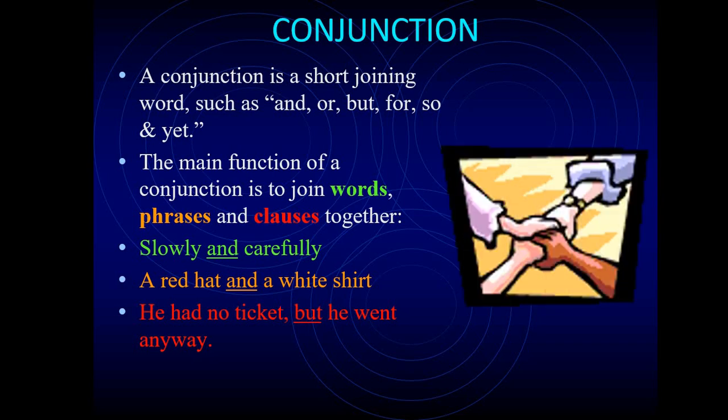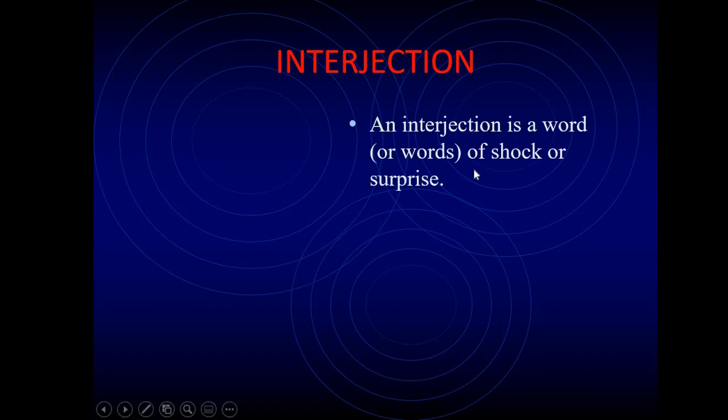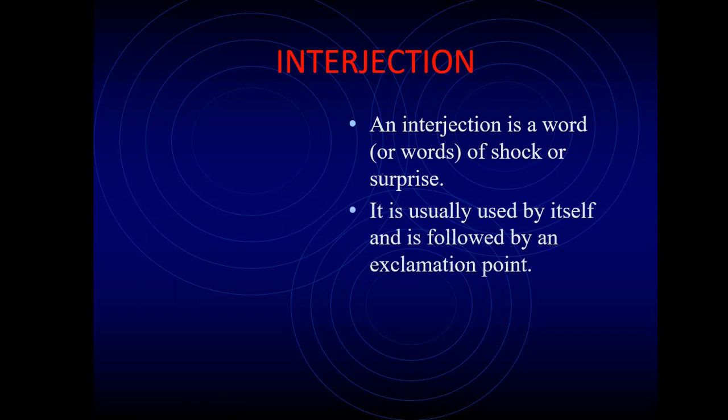Okay? Good. Let's see the last one, I believe. Interjection is number 8. Interjections. An interjection is a word or words of shock or surprise. So when we want to express shock or surprise, we use a word at the beginning of the sentence to show surprise. It's usually used by itself and is followed by an exclamation point.